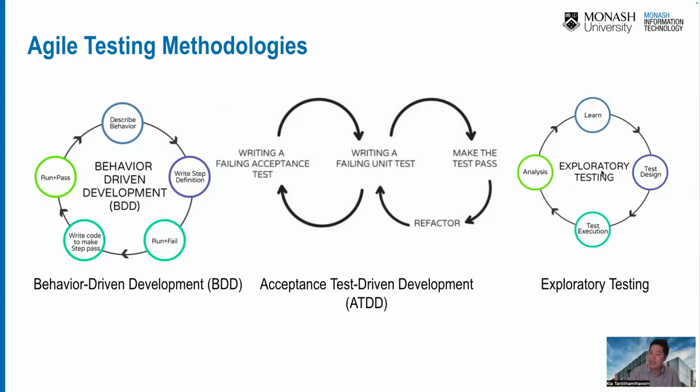Exploratory testing is like random testing. You learn how the software behaves. You decide the test case, you execute something, and then you analyze whether the test case passes or fails. That kind of thing. That's more like exploratory testing. It's not systematic at all.